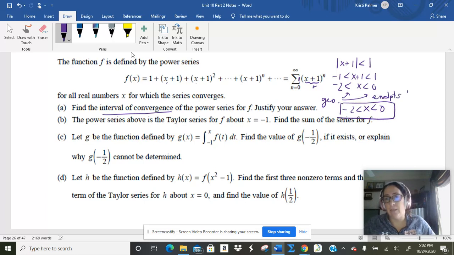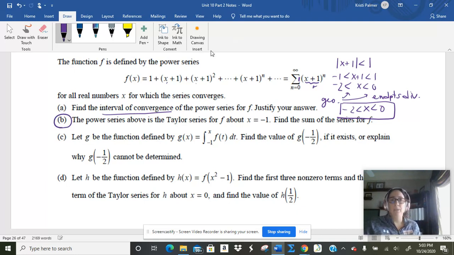Now, if you're not going to check them, you need to state why. You need to say that in a geometric power series, the endpoints diverge, and then that's what you get. Make sure that you clearly state that somewhere.